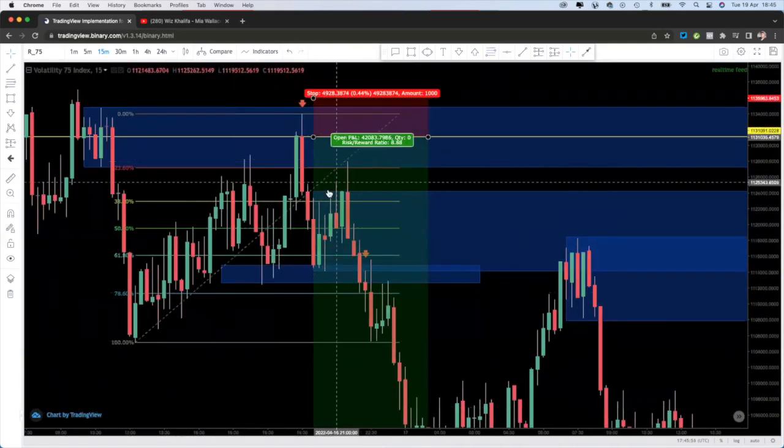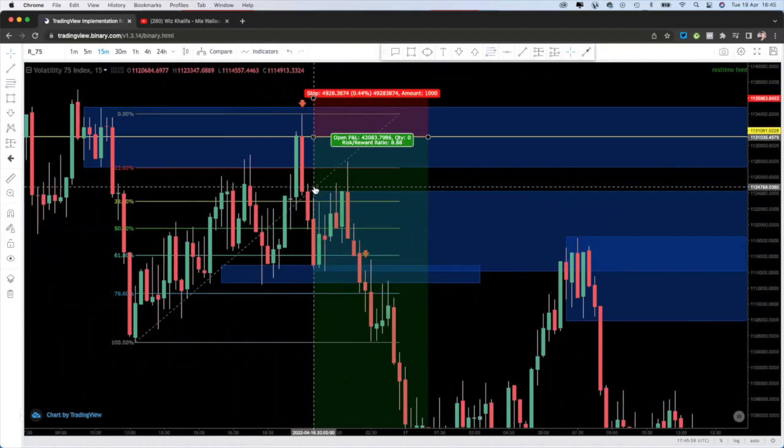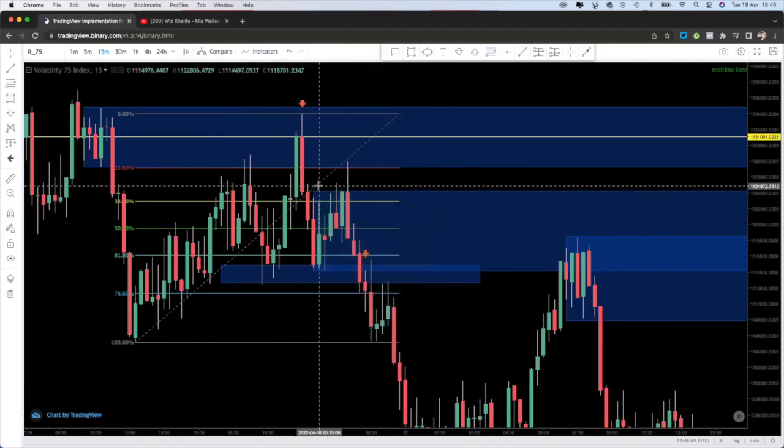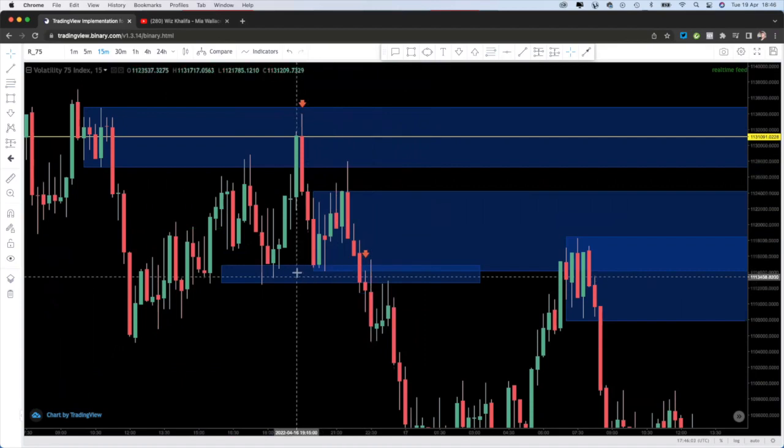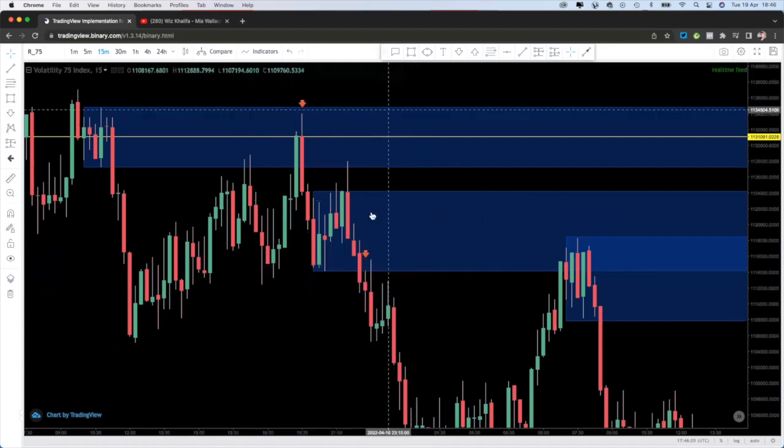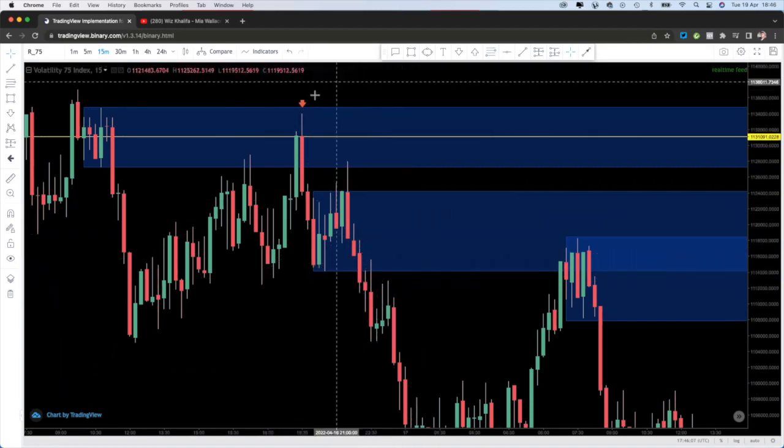All right, now let's look for another example. I mean, let's try the other order block. Come on, try and delete all this.